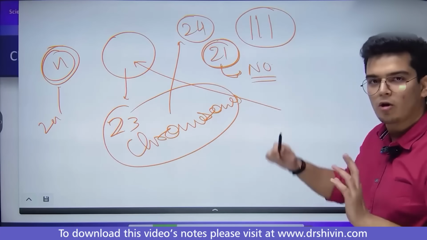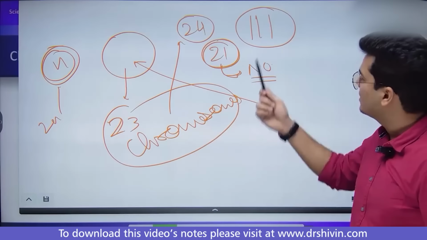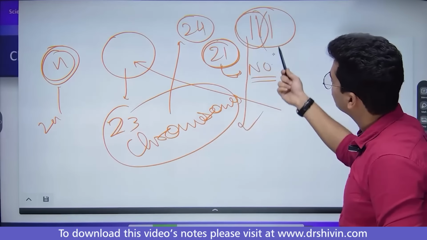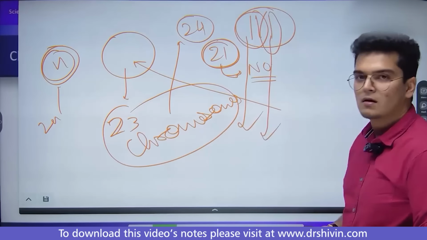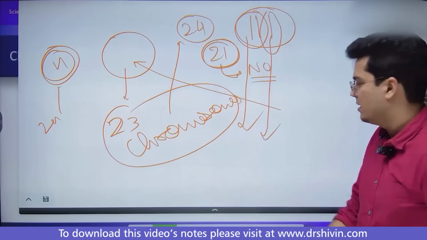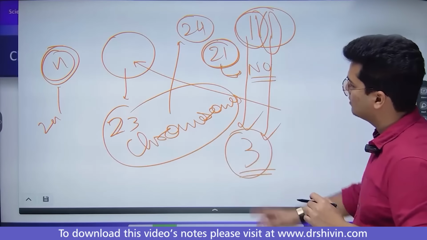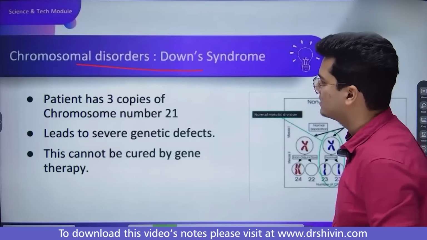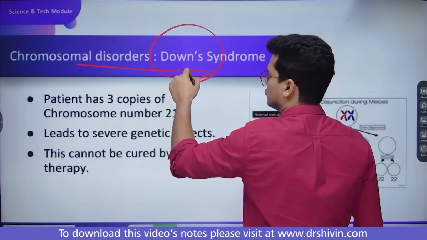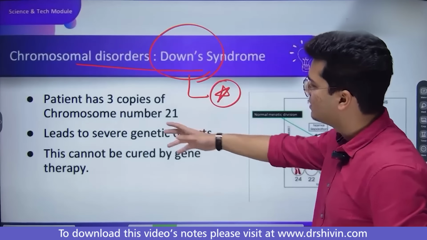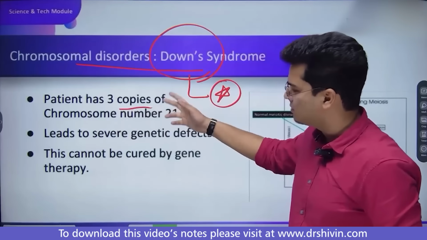हर क्रोमोसोम की 2 कॉपीज हैं, एक मदर की एक फादर की, बट यहां मदर ने 21 नंबर क्रोमोसोम पे 2 कॉपीज दे दी और फादर ने एक दी, तो this becomes a chromosomal disorder. You have 3 copies of a particular chromosome. This condition is known as Down syndrome. ये सुना होगा आपने, बहुत ही कॉमन है. Unfortunately a lot of people suffer from this. Patient has 3 copies of chromosome number 21.